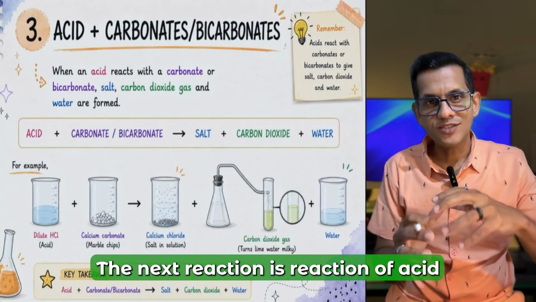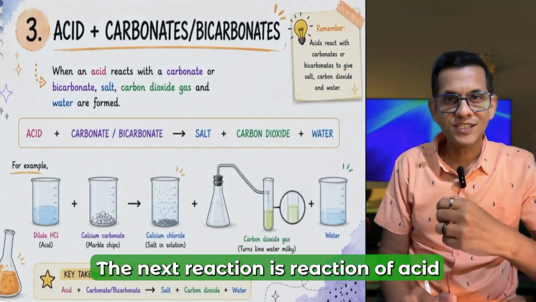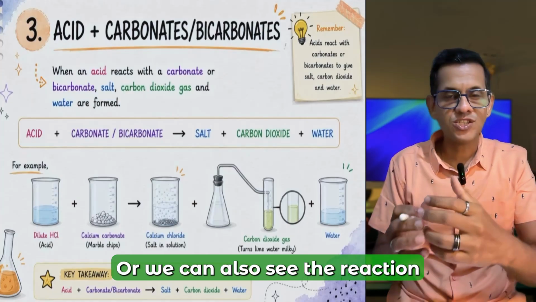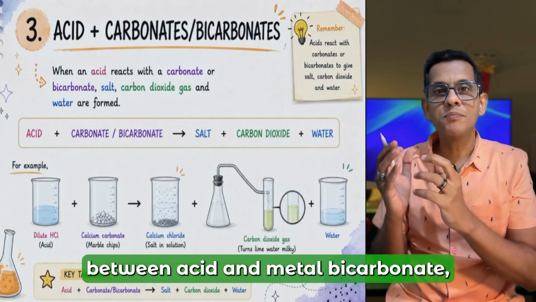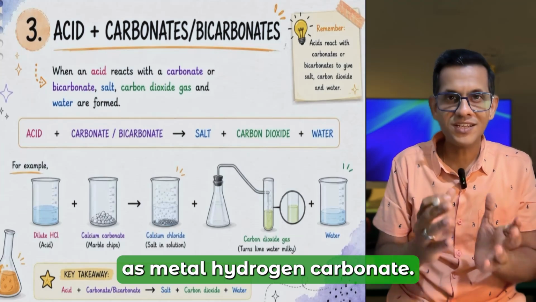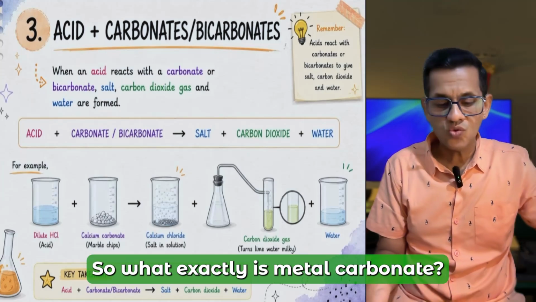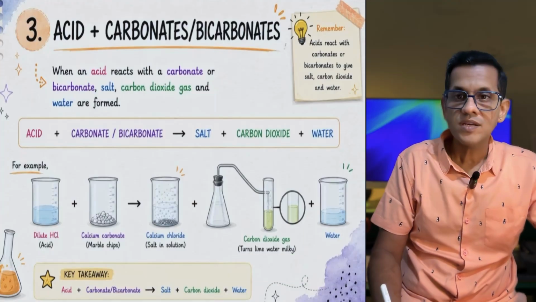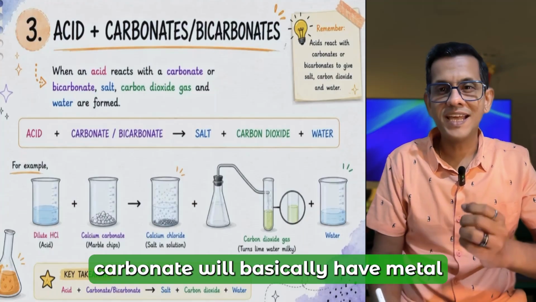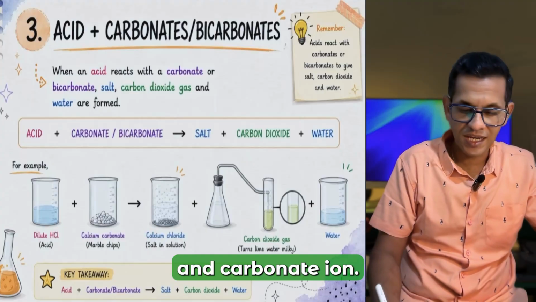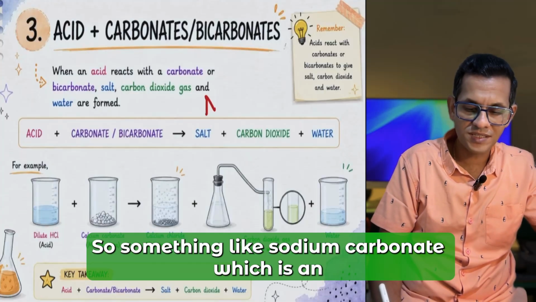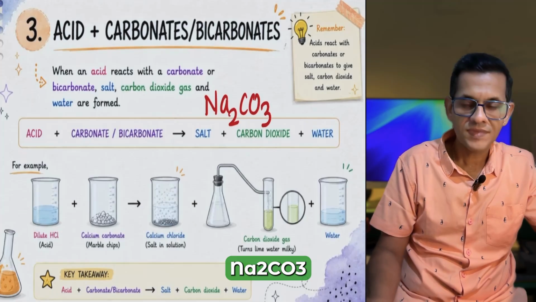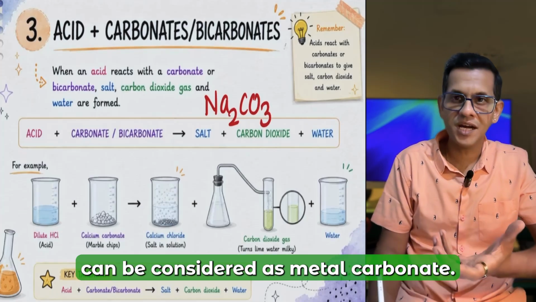The next reaction is the reaction of acid with metal carbonate, or we can also see the reaction between acid and metal bicarbonate, which are also called metal hydrogen carbonate. So what exactly is metal carbonate? Metal carbonate will basically have metal and carbonate ions. So something like sodium carbonate, which is Na2CO3, can be considered as metal carbonate.